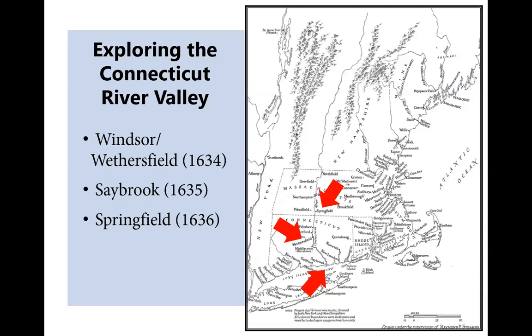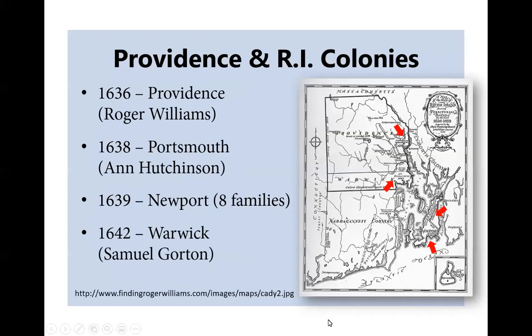Now, the Connecticut River Valley, because the Connecticut was such a wide and deep river, saw early settlements of Windsor and Weatherfield, then Saybrook on the coast, and Springfield in present-day Massachusetts. Shortly after the first settlements of Connecticut, the first roots of Rhode Island were laid down by Roger Williams, a Baptist, who settled in the Narragansett Bay. Anne Hutchinson arrived in Portsmouth in 1638. Roger Williams was 1636, Anne Hutchinson was 1638, and Newport and Warwick were settled in 1639 and 1642, respectively.